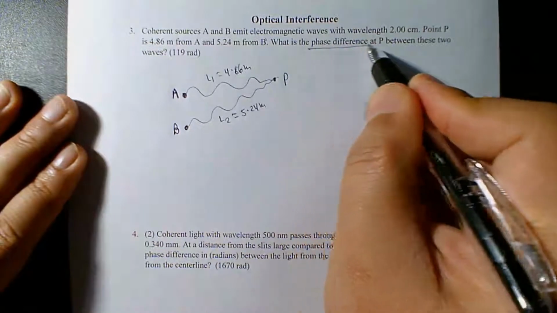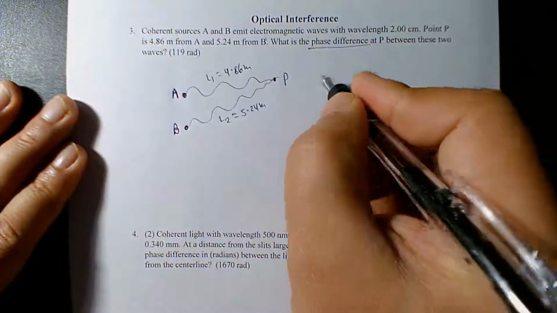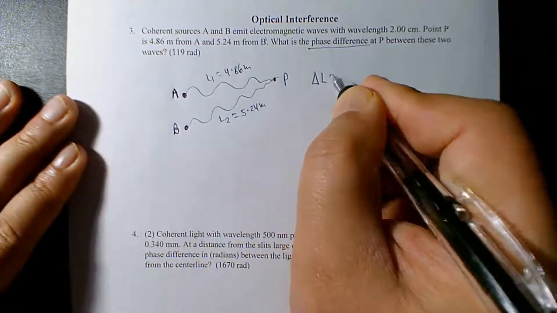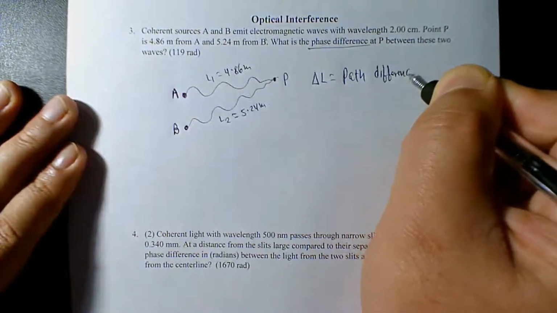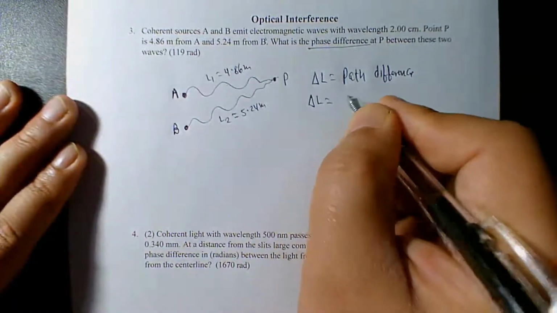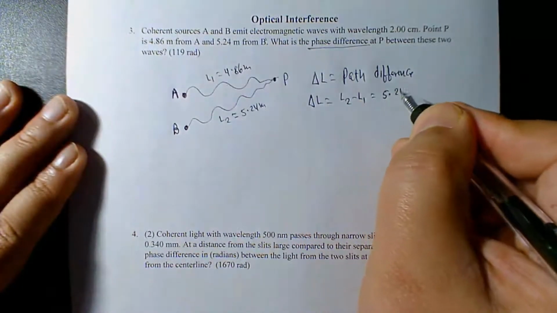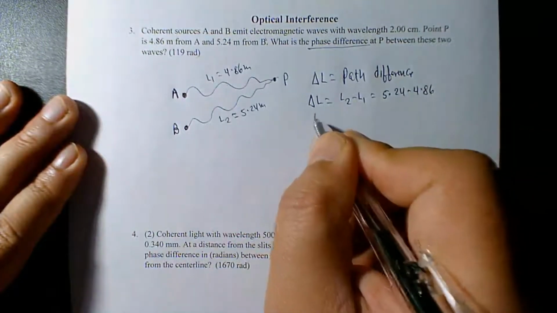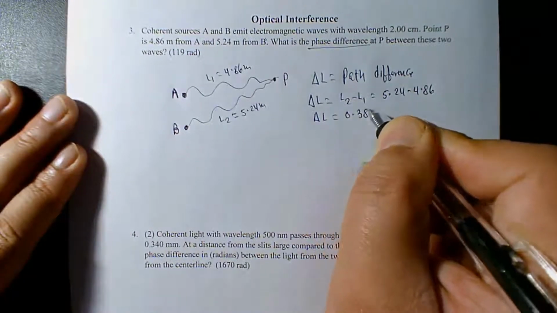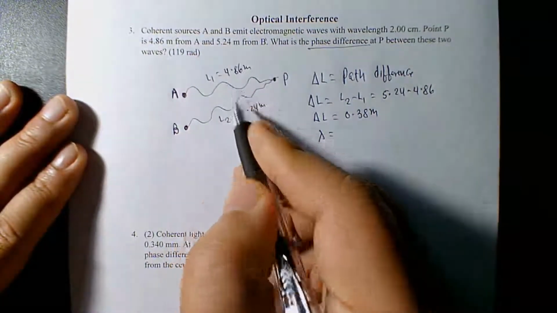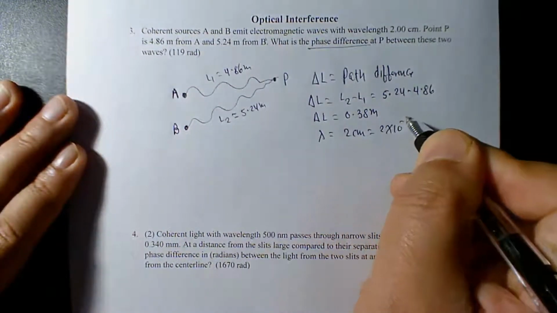So it says, what is the phase difference between these two waves arriving at P? First you need the path difference, right? Delta L we call the path difference, because once you have the path difference, then you can calculate the phase shift. So it's 5.24 minus 4.86, pretty simple, and that's going to be 0.38 meters, and the wavelength lambda of this electromagnetic wave is given as 2 centimeter, in meter.